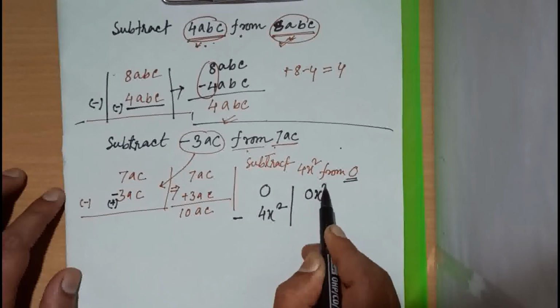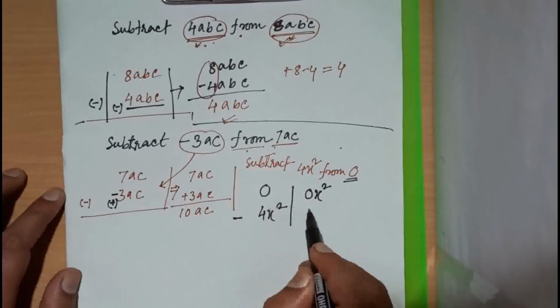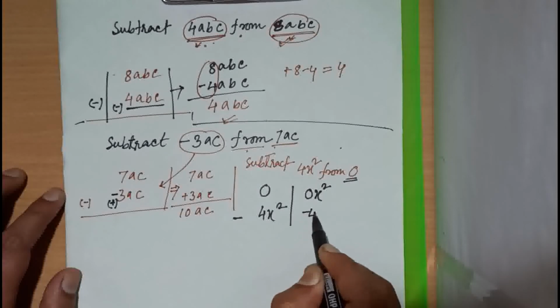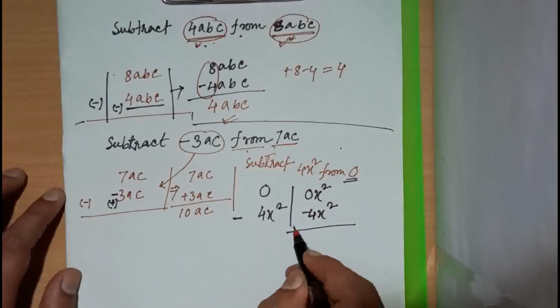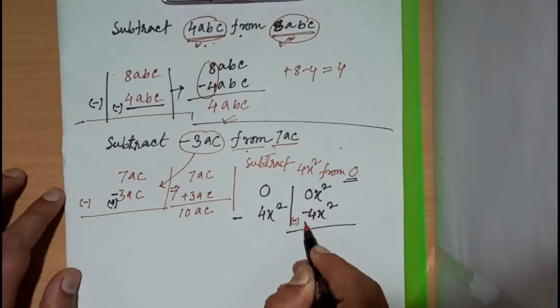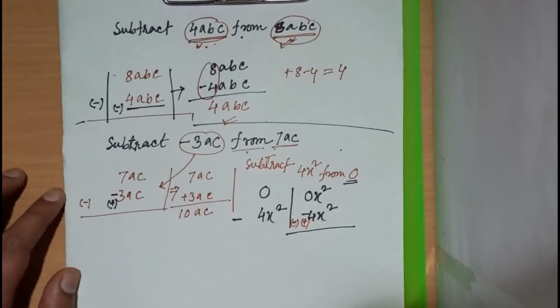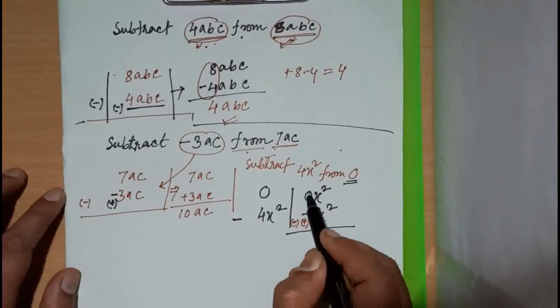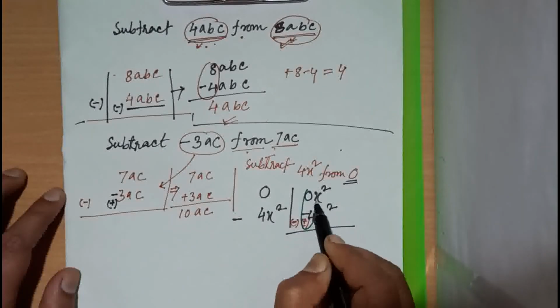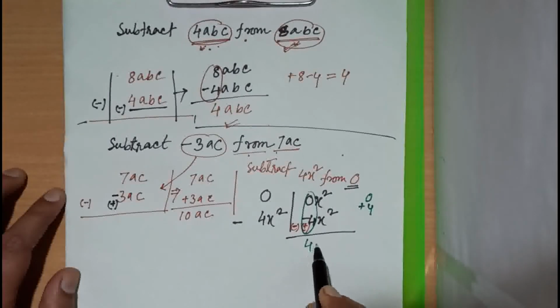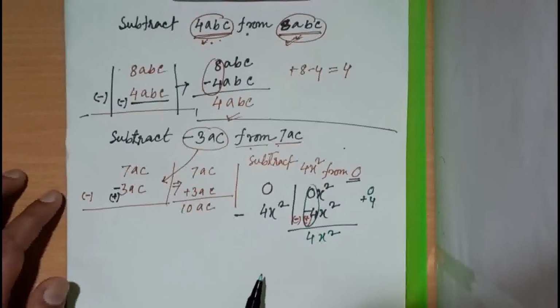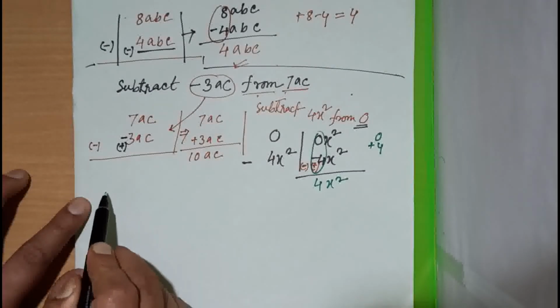In the addition chapter video I told you that 0 can be written as 0x square, and minus 4x square. I write like this. Now what I'll do is subtraction. This subtraction will change the sign of this. It is negative, now it will become positive. So now you have 0 plus 4, which is equal to 4x square. Finished.